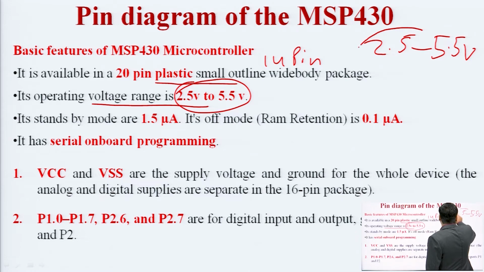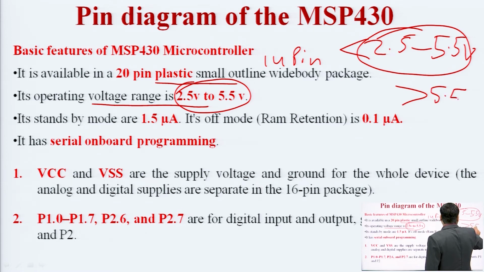Its operating voltage is 2.5 to 5.5 volt. Less than 2.5 will not work, and greater than 5.5 will not work. The operating range should lie within these values.